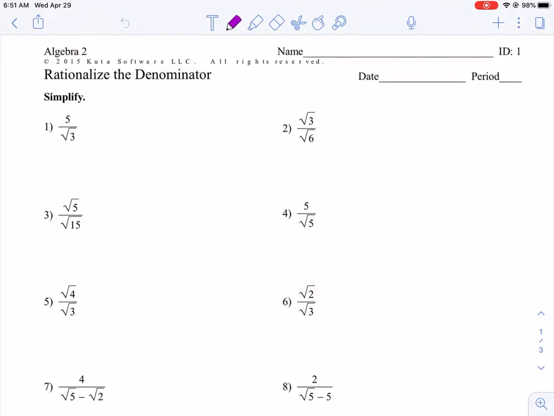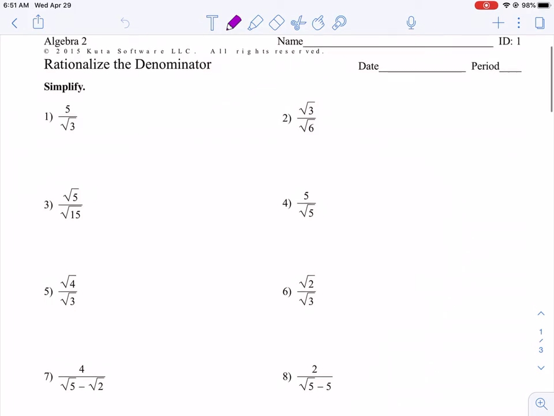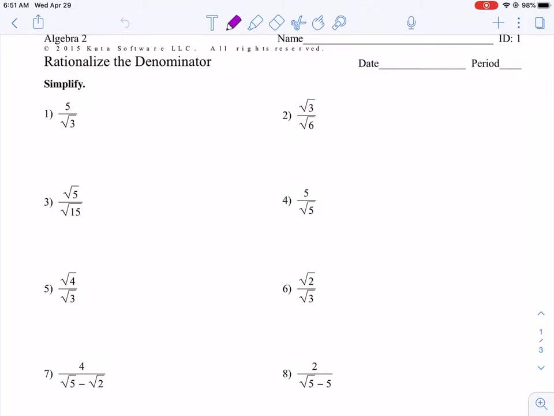Today we're going to be talking about rationalizing the denominator. We're doing a Kuta Software worksheet. These worksheets are common for teachers to give as a supplement to what they're doing. I generally assign the odd problems, so we'll go ahead and start with the evens.